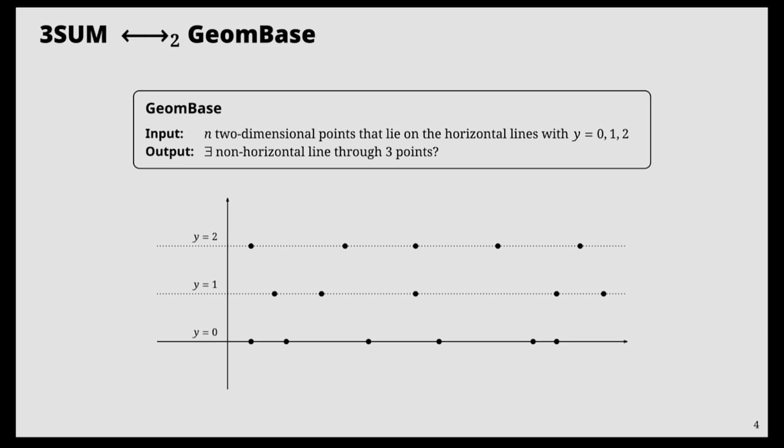You're given n two-dimensional points that lie on three horizontal lines, let's say at the coordinates 0, 1, and 2. Okay, so these are the three lines on which you could have points. The question is: is there a non-horizontal line through three of these points? So for instance, this is indeed a yes instance because there's this line. This is a no instance because there's no way that you could draw a line through three of them, right? Whenever you try to draw a line like this, you are going to miss these points. So that's a no instance. Okay?